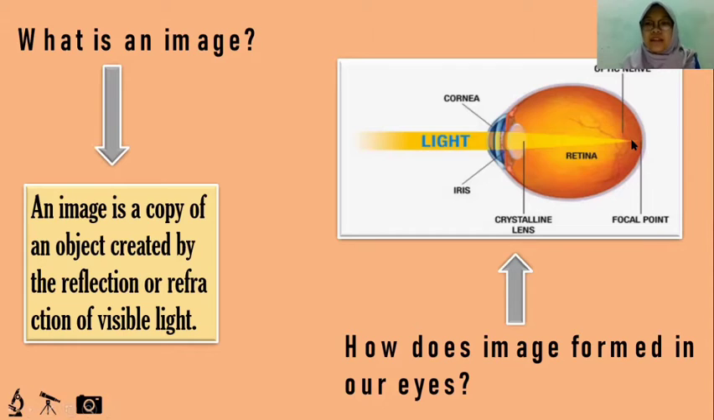When the light hits the retina, special cells called photoreceptors turn the light into electrical signals. So these electrical signals travel from the retina through the optic nerve to the brain, and that's how the image will be formed.